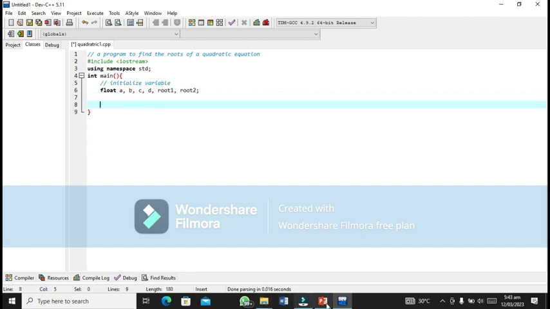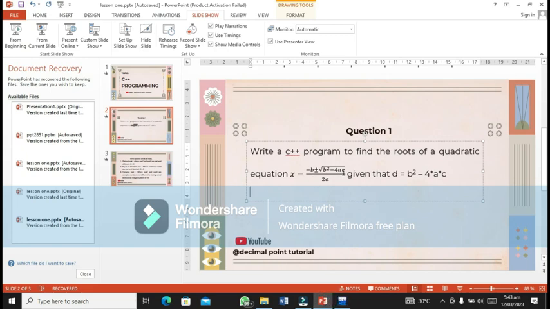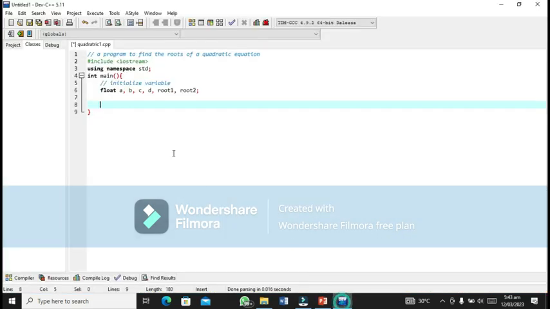Going back to the formula, like I said earlier, a, b, and c are independent. That means they are dependent on the user, but in this formula, root 1 and root 2 depend only on a, b, and c. So now let's get our variables a, b, and c from the users. Get values of a, b, c from the users.